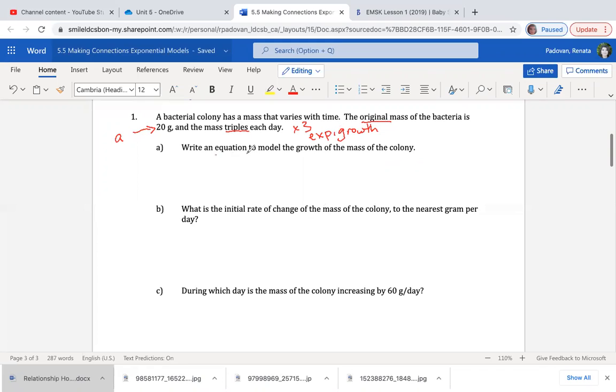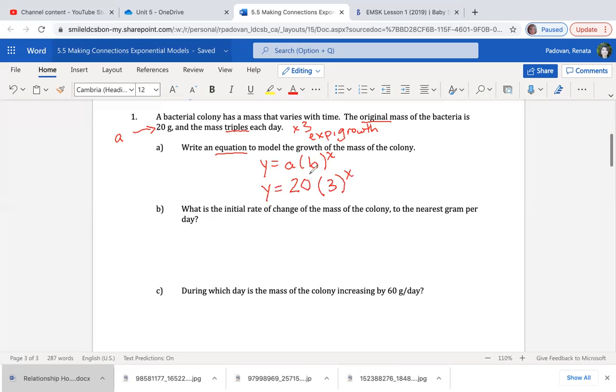Write an equation to model the growth of the mass of the colony. So let's write out our general equation from up above. y equals the initial value multiplied by the growth factor. Whether you put x outside or inside the bracket, it's still just pertaining to the b, so it doesn't really matter. So our initial value is always going to be 20, and my growth factor is a 3, right? It's tripling. x and y remain x and y variables, and you could use M for mass and T for time, and time is in days.